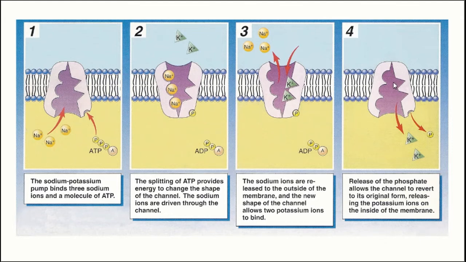That changes its shape back to its original form, and it releases the potassium into the intracellular compartment or fluid there. And from step 4 here, we're now able to go back to step 1 if another ATP comes along, as well as some sodium that bind to it as well. So that's a little bit of the general mechanism of primary active transport.